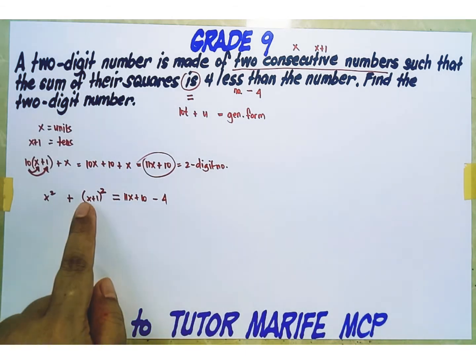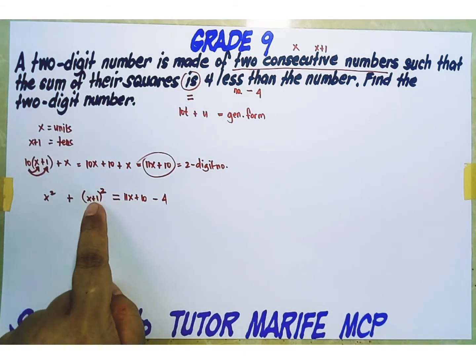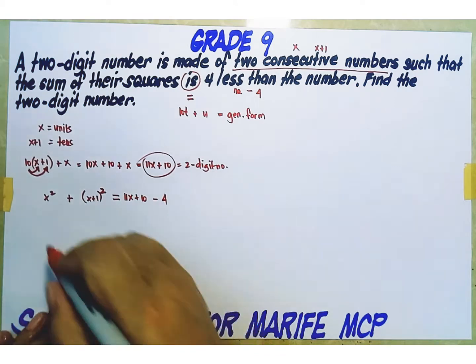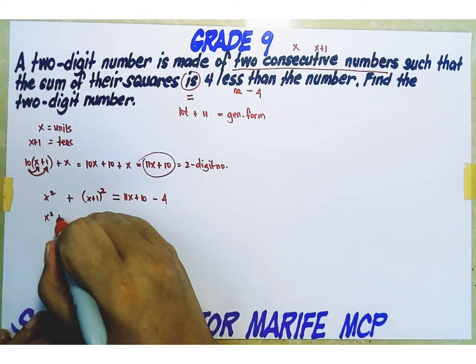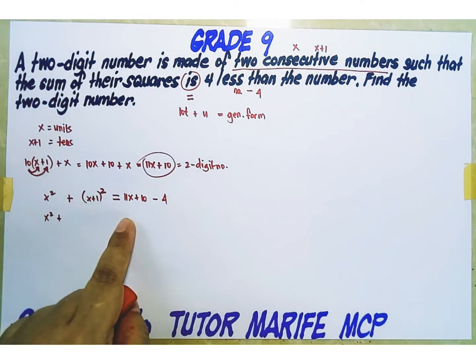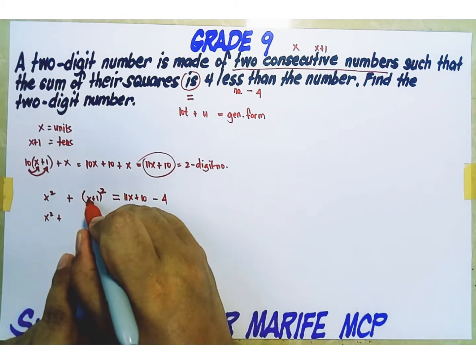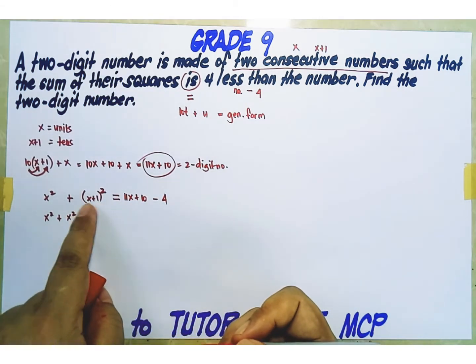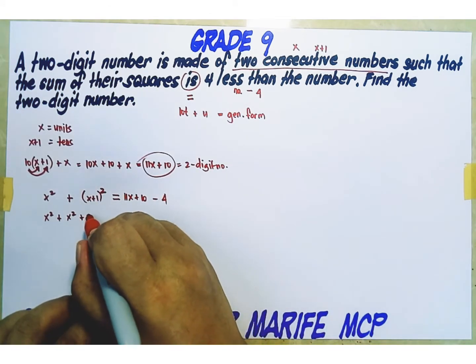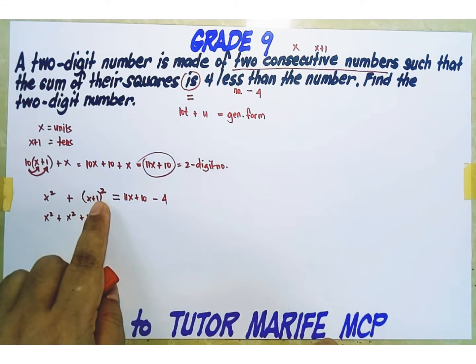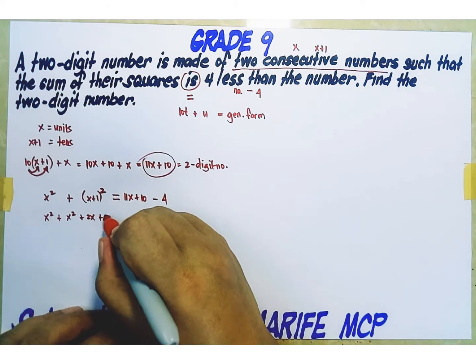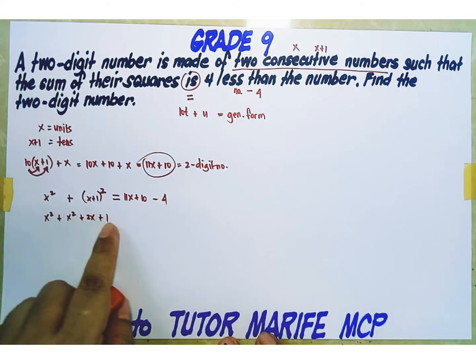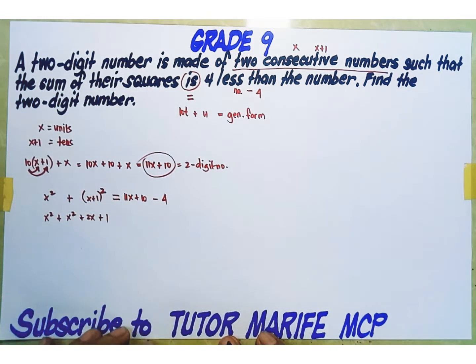Next step, let's clear the parentheses, expand the square of the binomial x plus 1 squared. Apply the perfect square formula: square the first term, it's equal to x squared, double the product of the terms, it's equal to 2x, square the last term, it's equal to 1. This is the expanded form of the square of the binomial.